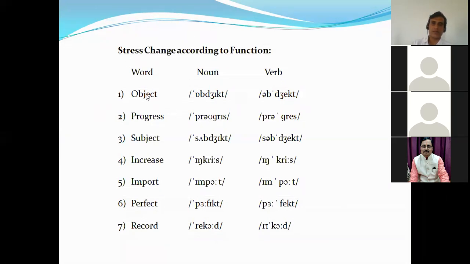The spelling is the same, but when I use a word as a noun and as a verb, the pronunciation is different. For example, when I use object as a noun, I pronounce it 'object', and as a verb, 'object'. Increase is noun, increase is verb. Subject is noun, subject is verb. Perfect is noun, perfect is verb. Record is noun, record is verb. So we have to remember this. According to the pronunciation, we can identify whether it is a noun or a verb. This is a very important thing: stress changes according to function in language.